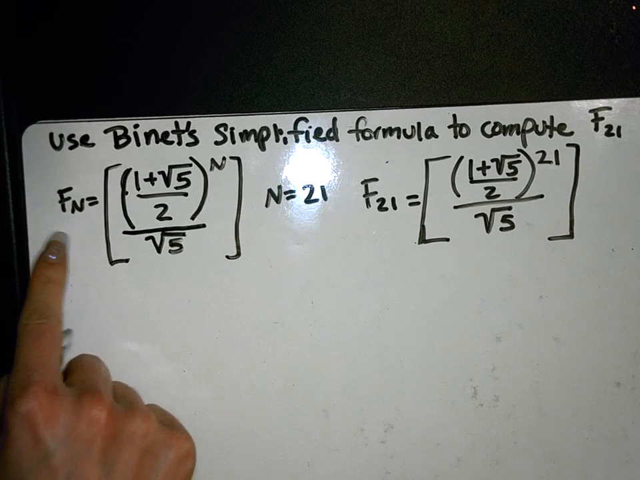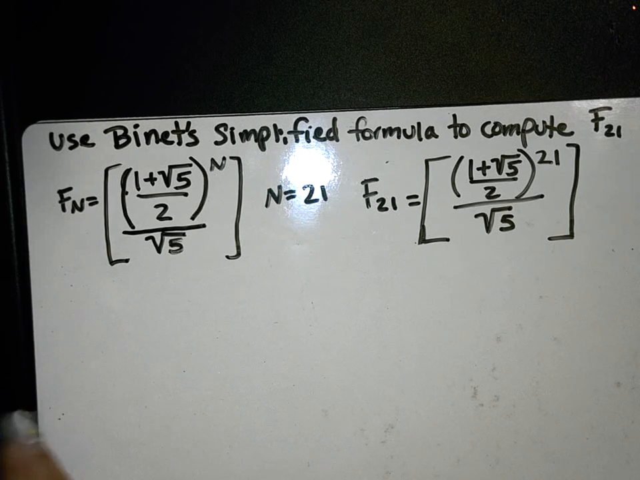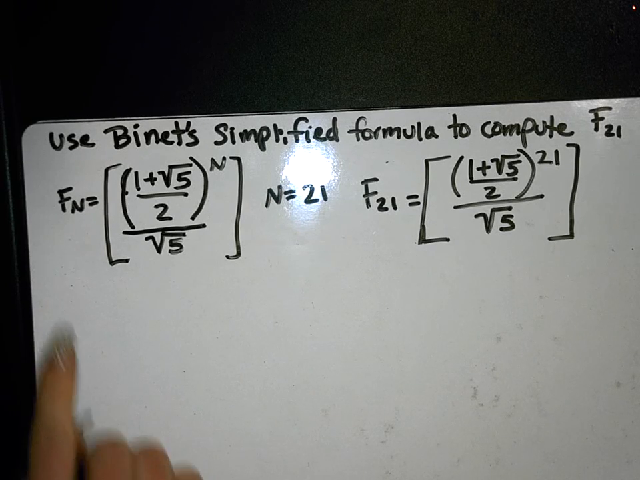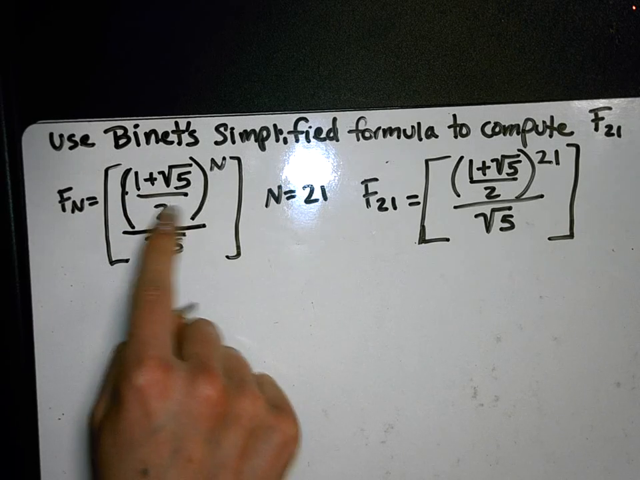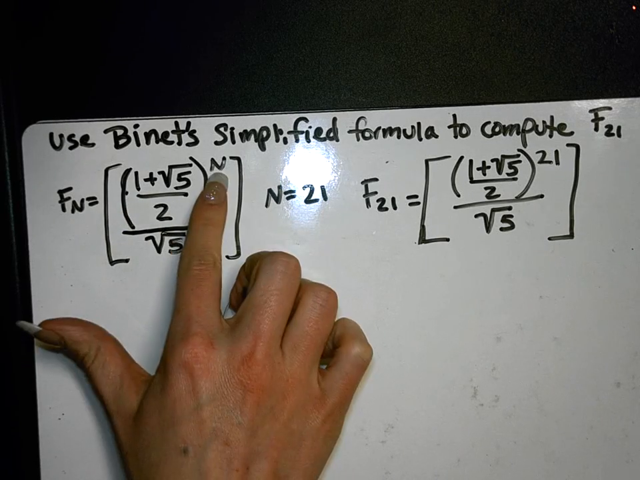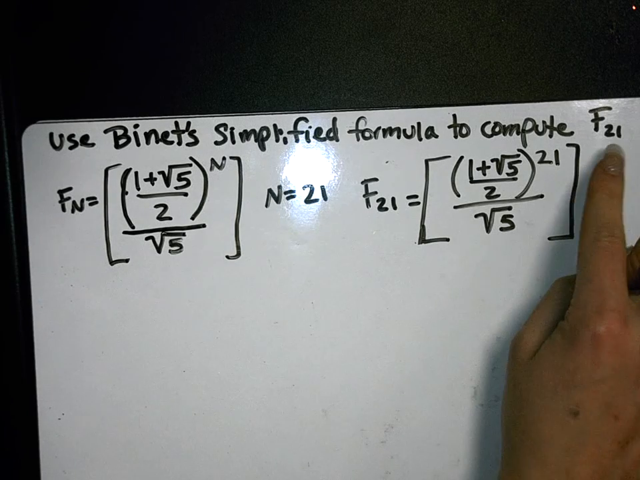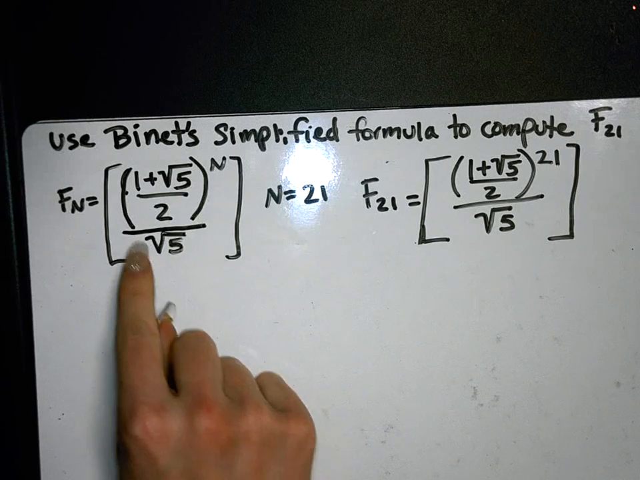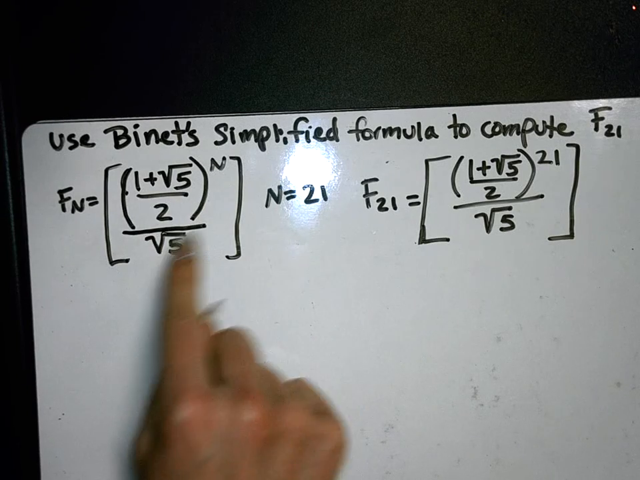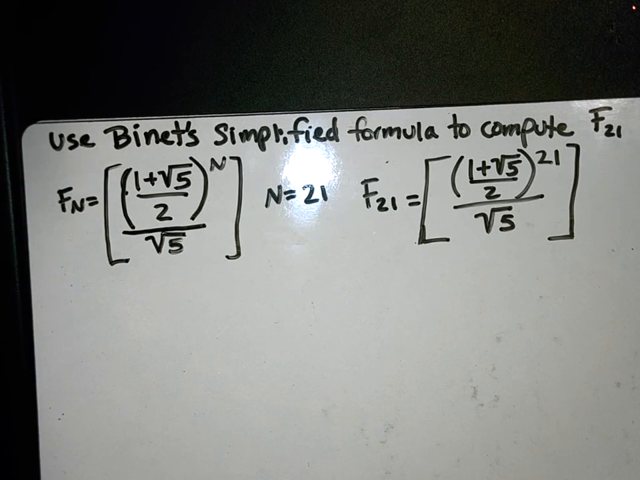So here's Binet's simplified formula. Binet's formula is a little bit more complicated than this. This is a simplified one. It is found by going 1 plus the square root of 5, divided by 2, and that quantity is raised to the nth power. In this case, if we're talking about the 21st Fibonacci number, then n would be 21. Now we're going to figure out what that is, divide the whole thing by the square root of 5, and then that's what the 21st Fibonacci number would be.